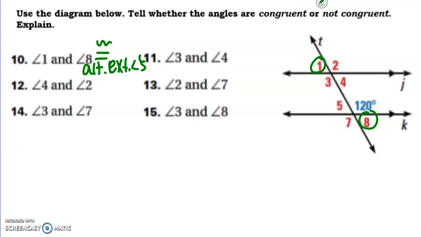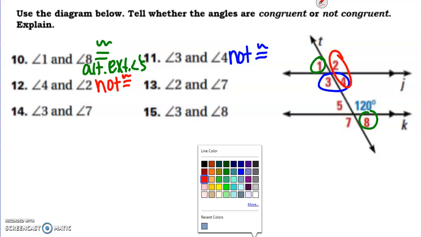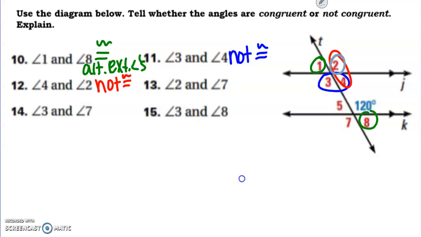Okay. How about 3 and 4? So 3 and 4, they make a straight line, but that doesn't mean that they are congruent. Angle 4 and 2, same thing. They make a straight line, but that doesn't mean that they're congruent. They're not corresponding, they're not alternate interior, and they're not alternate exterior. Angle 2 and angle 7, those are alternate exterior angles, so we know that they are congruent.